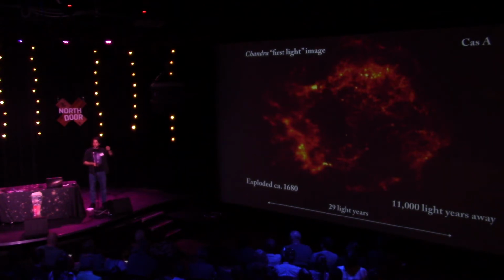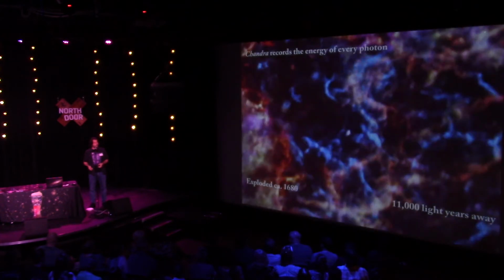With Chandra, we know the denomination of every single photon. We know the energy of every single photon. And so we can make images that actually have that information encoded. And so now we're going to revisit this. But now the colors here are representing the different photon energies. Higher photon energies, higher X-rays are in blue, and lower energy X-rays are in red.